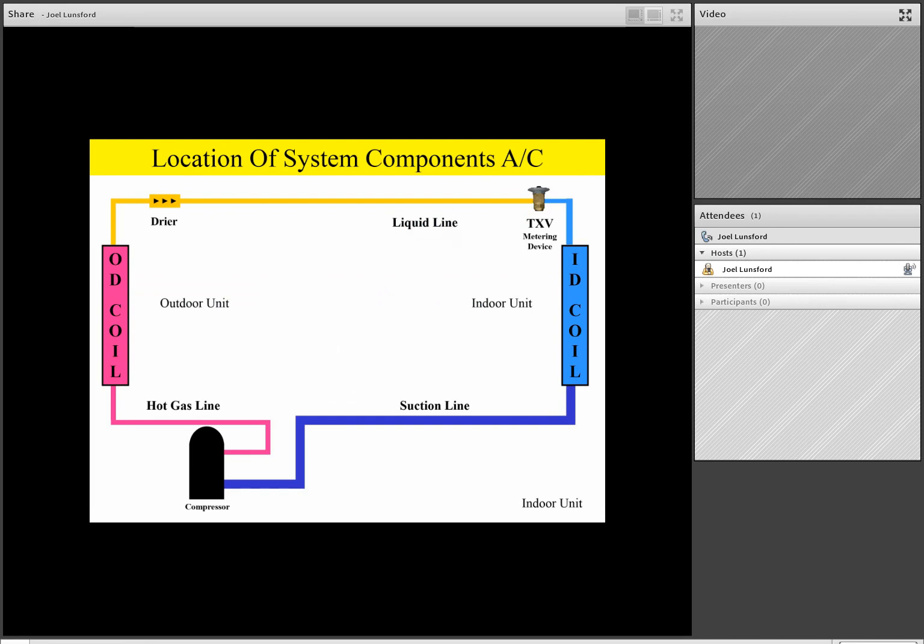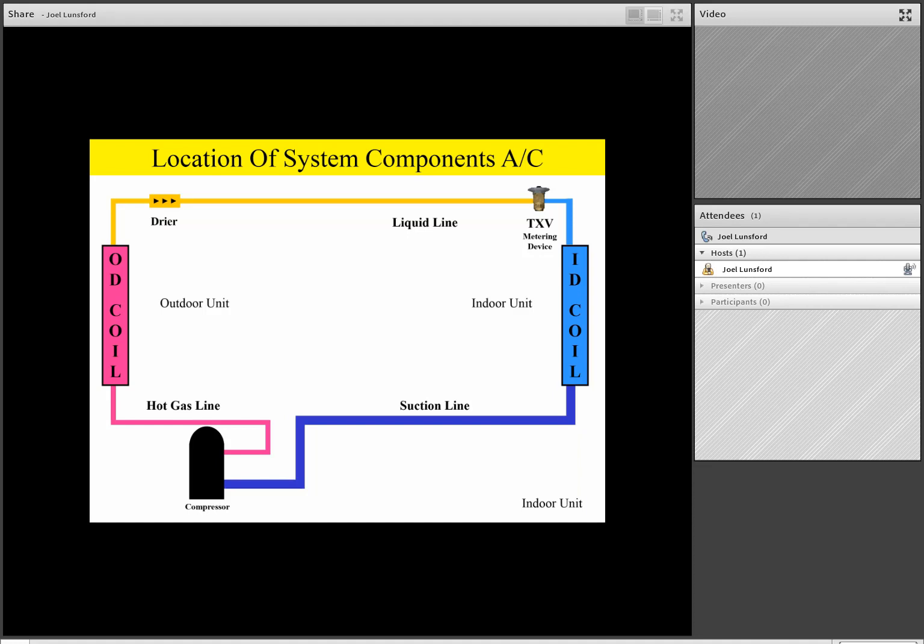So let's pipe it all together right now in this slide. We see we have an indoor coil, we have an outdoor coil, but let's start at the compressor. From the compressor we have a hot gas line going to the outdoor coil, where that hot gas is going to be condensed into a warm, high pressure liquid. That liquid will then go down through a filter dryer where it will be filtered and dried. That filter dryer has some screens in it, but it also has a desiccant material to absorb any moisture that may be in the system.